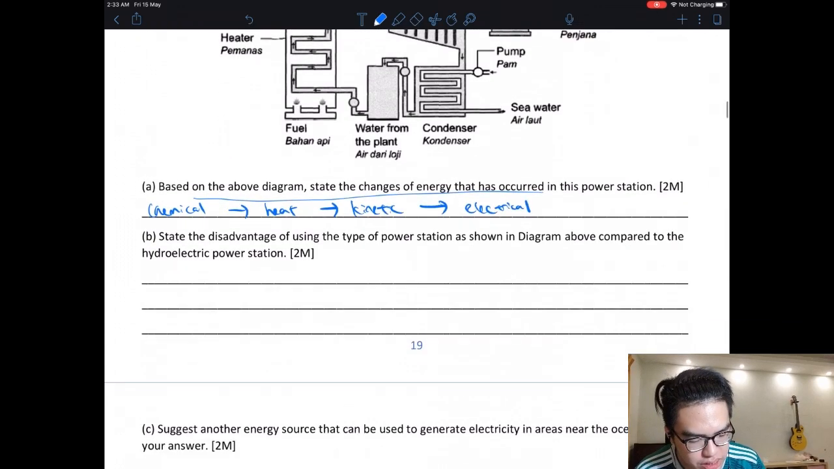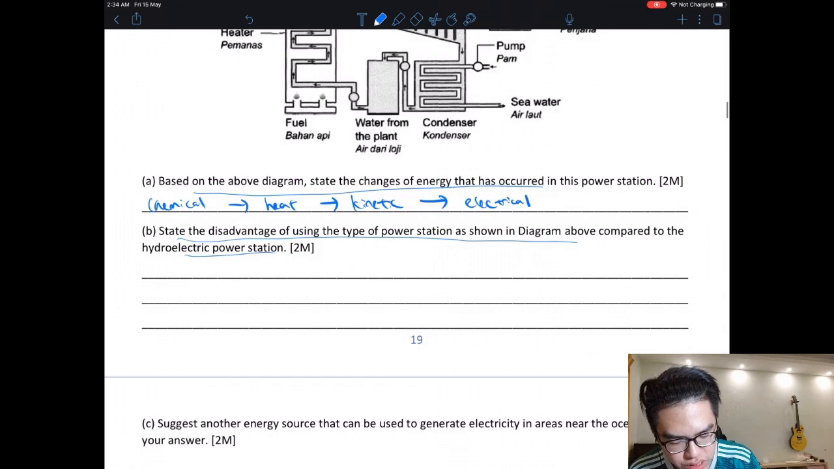State the disadvantage of using this type of power station compared to hydroelectric. So you can say it is non-renewable, and then you can say it creates pollution.